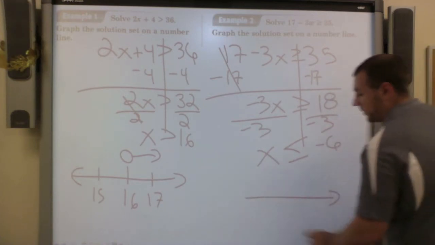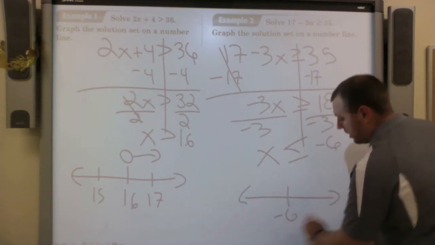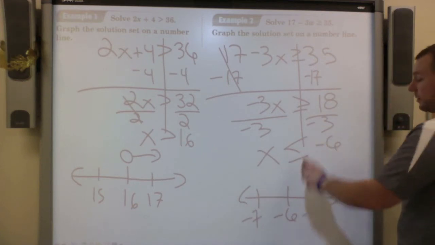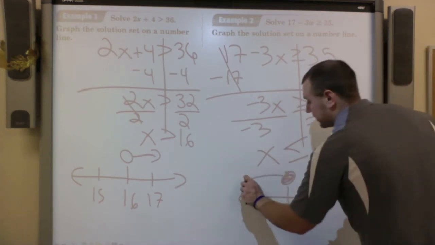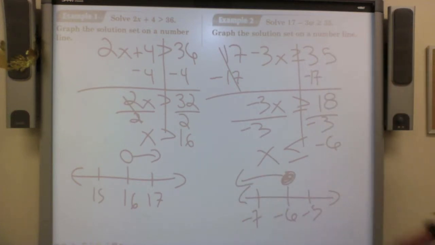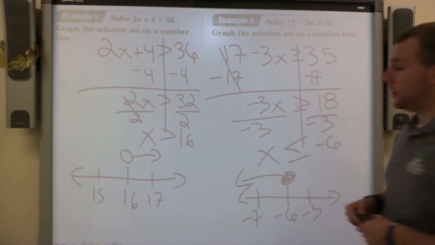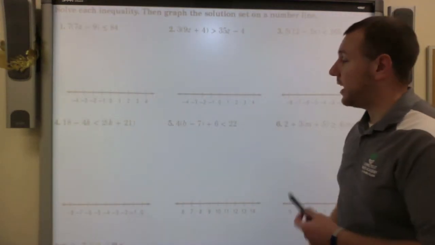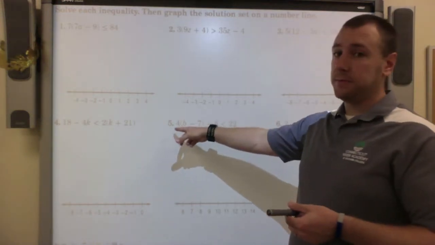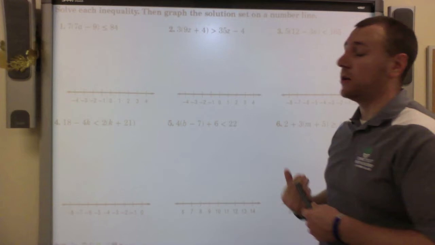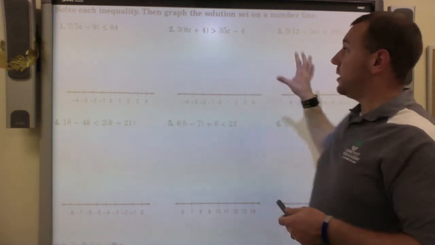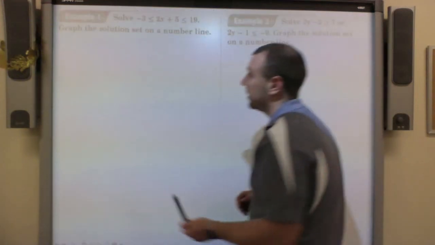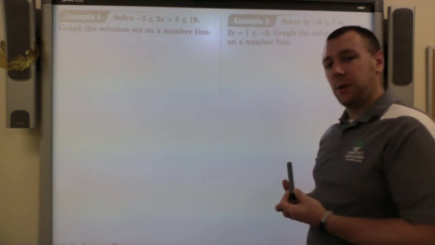So now, I'm at negative 6, negative 7, negative 5. It's going to be a closed circle, and x is less than. It's going that way because I had to flip the inequality. So, whenever you run into a problem that has a negative in front of the variable and you divide by it, you're going to end up flipping the inequality. So these are your practice problems. Please try those.